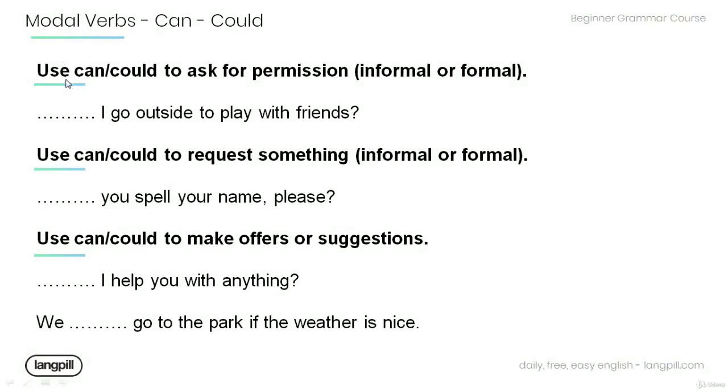Remember that we use can or could to ask for permission, request something, or make offers or suggestions in an informal or formal way. Read the following sentences and fill in the blanks using the appropriate forms of the modal verbs. Can I go outside to play with friends? Could you spell your name, please?